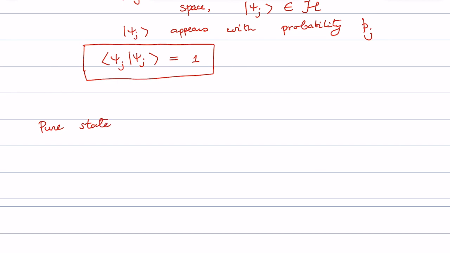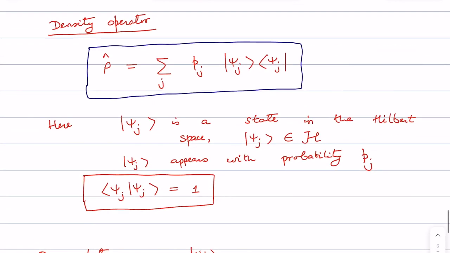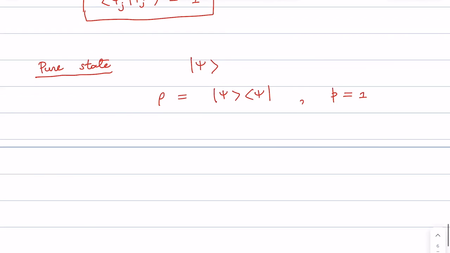So the density operator for this pure state would be simply this outer product, because the classical probability is definitely going to be 100%. p is equal to 1 here. In the definition of the density operator, there is only one state, and it's a pure state. So in the box example that I have given earlier, you are always going to pick up only ket psi, because the box is going to contain a collection of ket psi only.